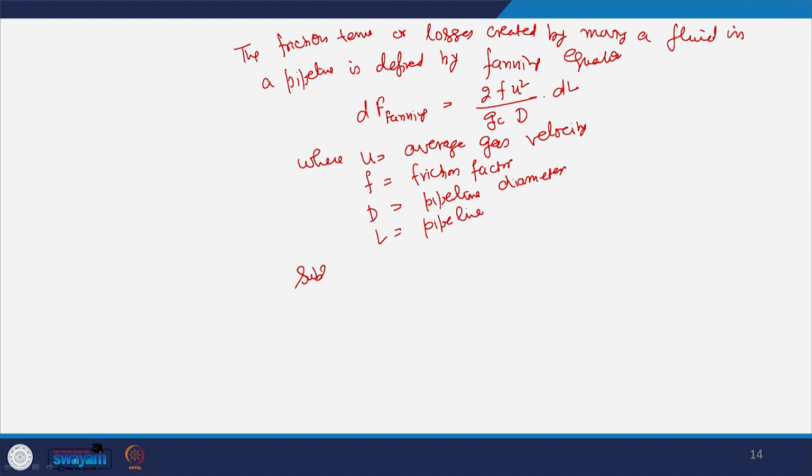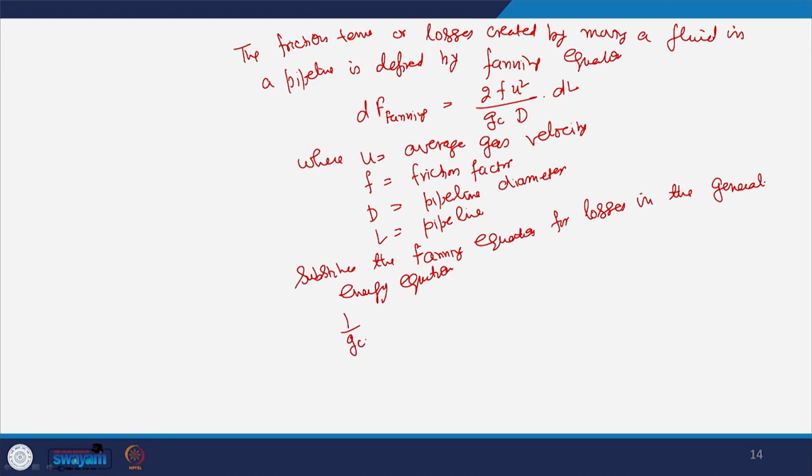Now, if we substitute the Fanning equation for losses in the general energy equation, this equation will result like 1 upon Gc u du plus V dP plus dH plus 2f u square upon Gc d dl. This is equal to 0.